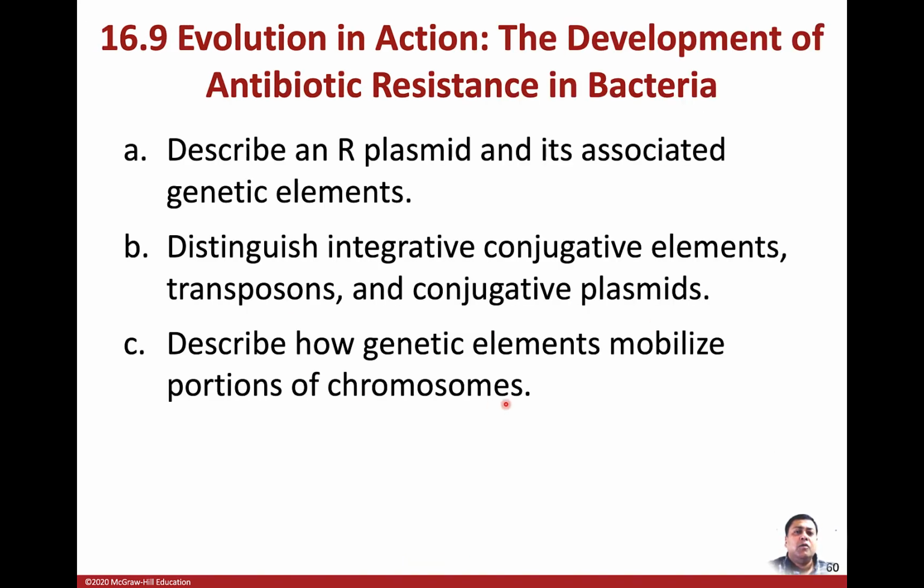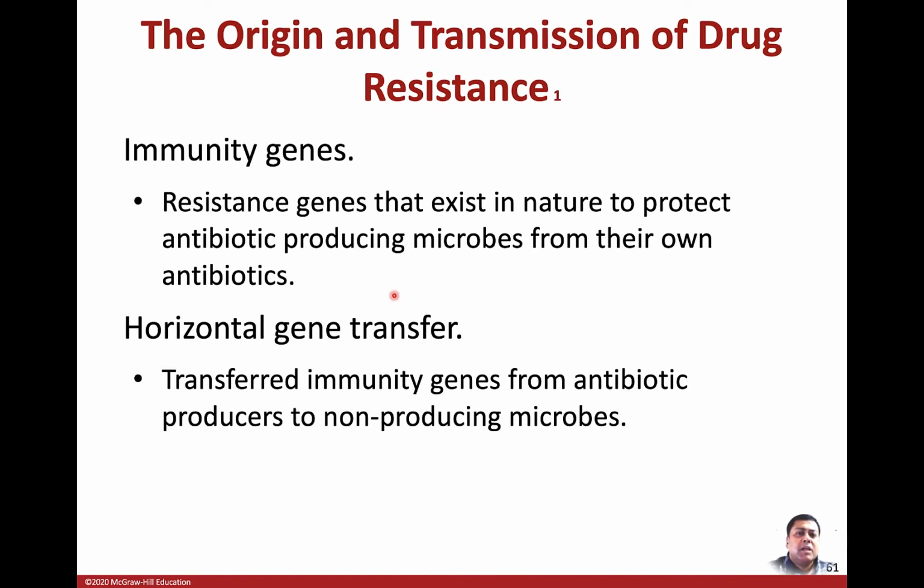So here we are looking at how evolution in action actually happened, and the development of antibiotic resistant bacteria. This is the long, big picture outcome of this. We are going to look at this R plasmid, which conferred this antibiotic resistance. So how do these immunity genes work in the bacteria? It's not really an immunity gene.